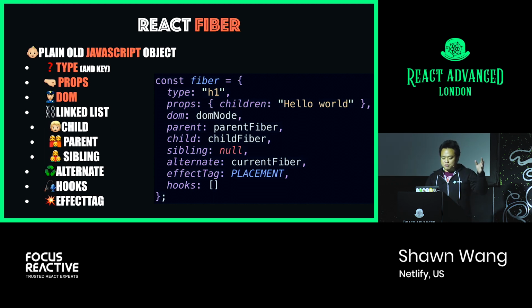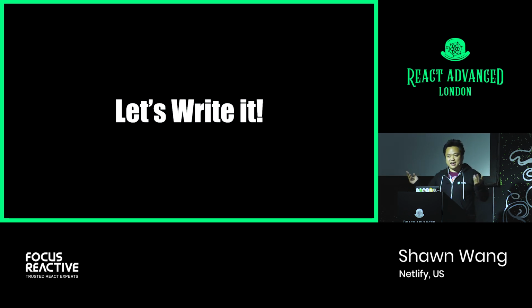So that's what a React fiber is in your mind. It's a data structure containing everything that React might possibly need to know. And this is immensely helpful, even being used by the dev tools to do things like the new filtering feature that Brian Vaughn introduced. So let's write it.